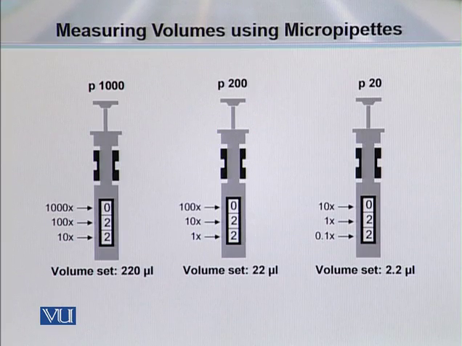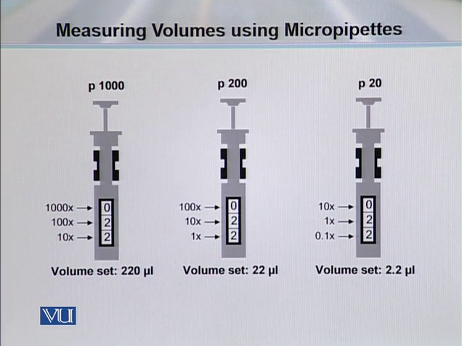If we compare these DVIs or digital volume indicators of these three micropipettes, we can see that there is difference. In P1000, the three digits represent thousands, hundreds and tens of the volume. In P200, the digits represent hundreds, tens and units of the volume. Whereas in P20, we have tens, units and 1/10 of the volume which you are planning to take.